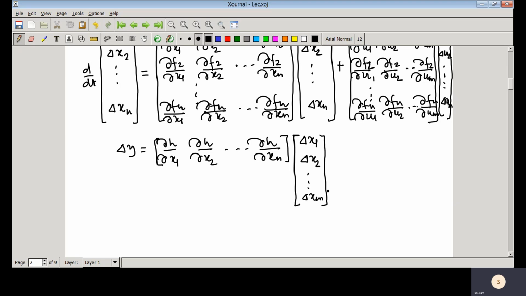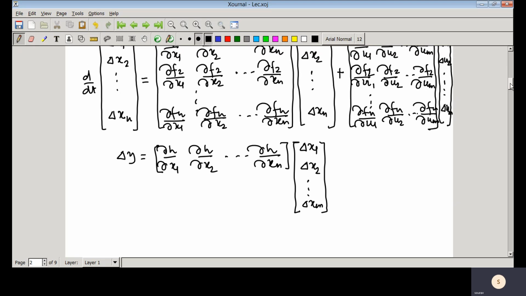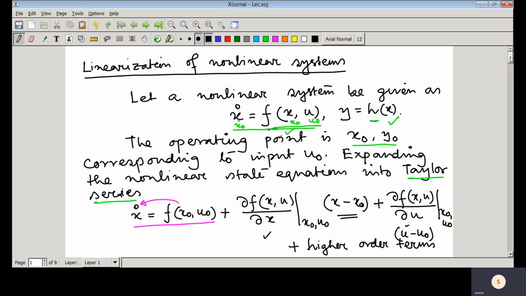So this is actually the linearized model, and let me explain it once more. Whenever you have nonlinear systems described as x dot equal to function of x and u, and y equal to h(x), and those are smooth nonlinearities, that means they are differentiable. But if they are not smooth, you cannot apply this particular method. In that case you need to follow other methods for linearization.